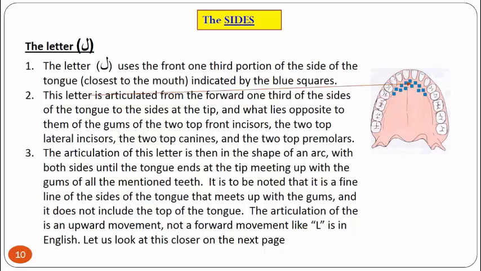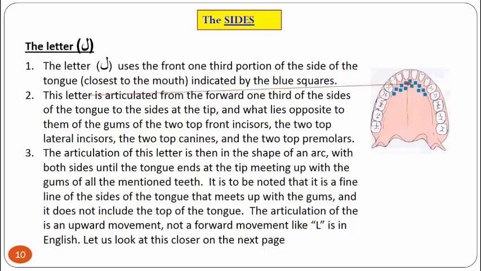The forward 1/3 of the sides of the tongue, right? To the sides at the tip. So it's from the forward one side, the portion that the Daad did not use, up to the tip. And what lies opposite to them of the gum of the two top front incisors, the two top lateral incisors, the two top canines, and the two top premolars. 8 teeth in all. So the tongue from the side to the tip goes up towards there, inshallah, and the lam is pronounced from there.